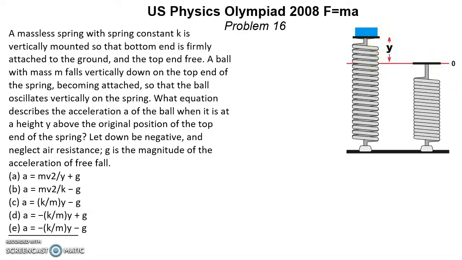So first, the force from the spring. It's equal to negative ky, because y is positive, and it's the regular formula for force with Hooke's law and a spring. And the other force is mg, which is going in the negative direction. So we can write this equation. That's the equation of motion for this ball.